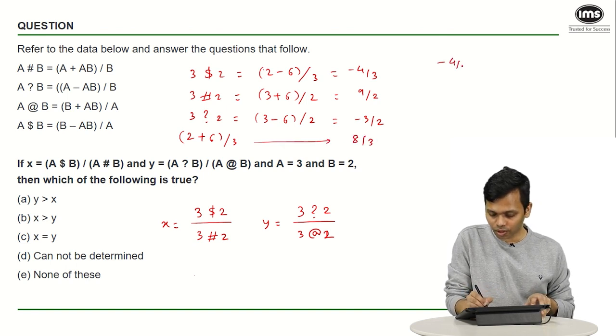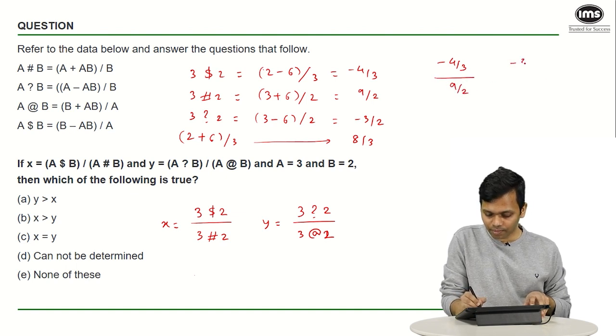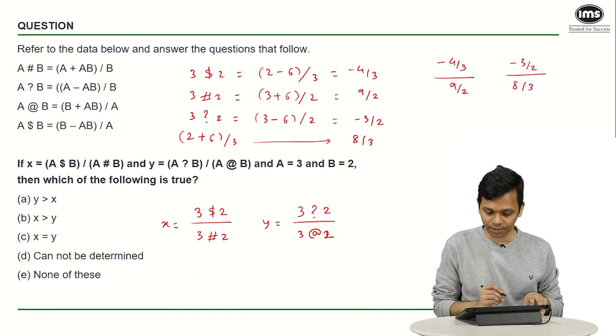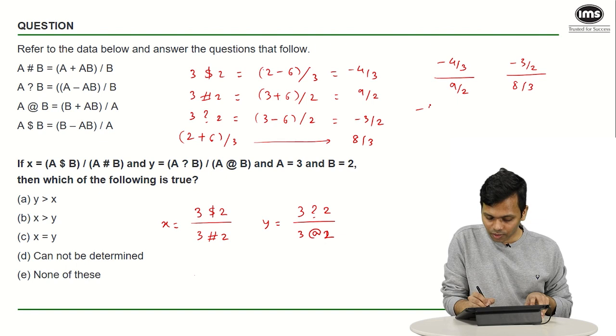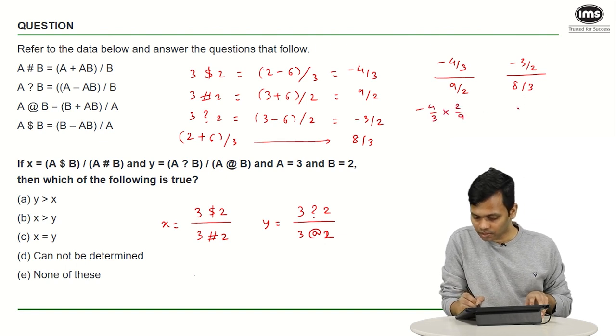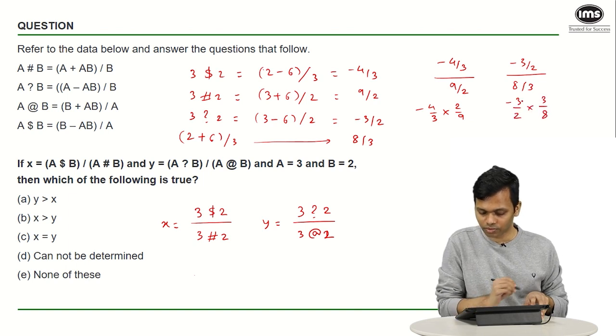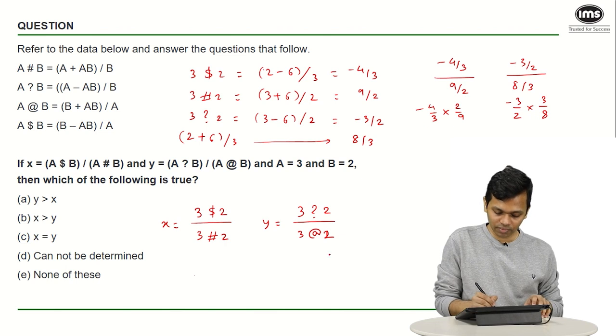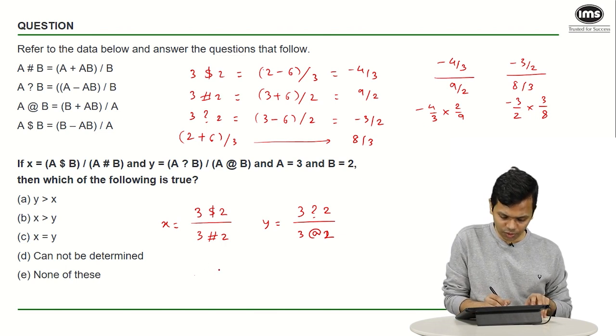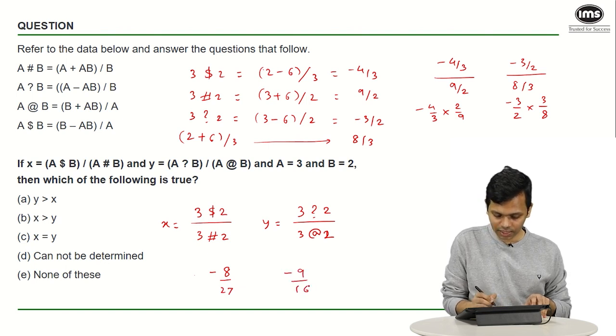So we have a minus 4 upon 3 divided by 9 by 2, and then compare that with minus 3 by 2 divided by 8 upon 3. So this thing will evaluate to minus 4 upon 3 into 2 upon 9, and this thing will evaluate to minus 3 upon 2 into 3 upon 8. So let me write this down further here. So this is going to give us minus 8 divided by 27 and a minus 9 divided by 16.